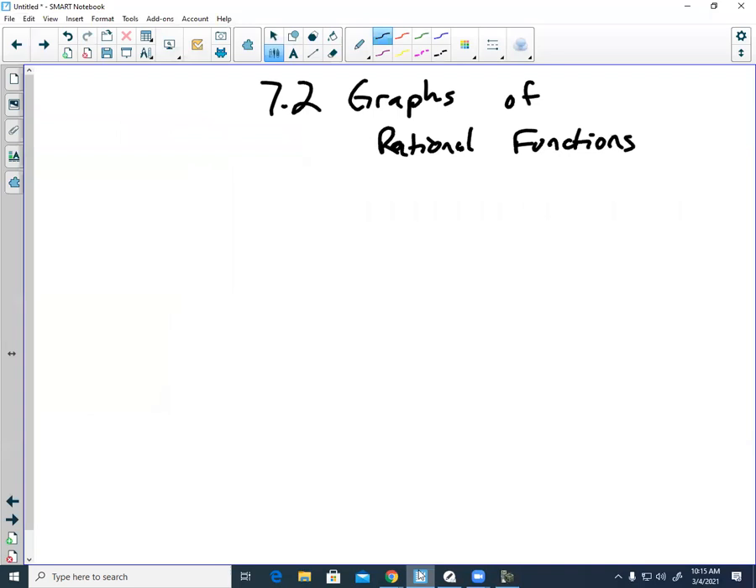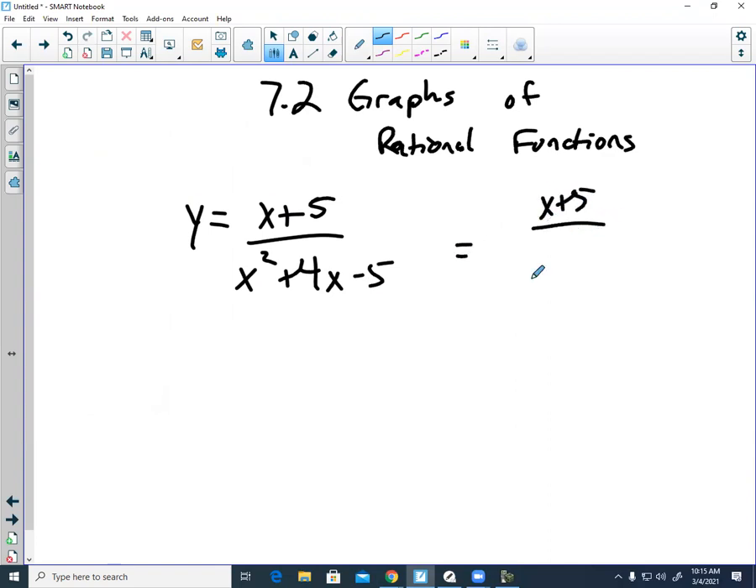And I'm going to write the first 2 things that you had for an equation yesterday. So the first one was y equals (x plus 5) over (x squared plus 4x minus 5). And then the factored form was (x plus 5) over (x plus 5)(x minus 1). Does anyone remember where the holes were located? Or does anyone remember why there were holes in them? Yes.